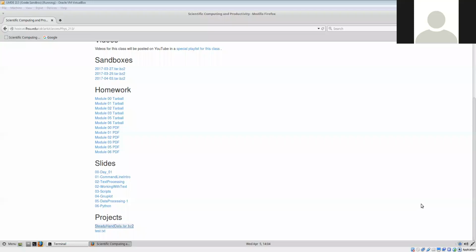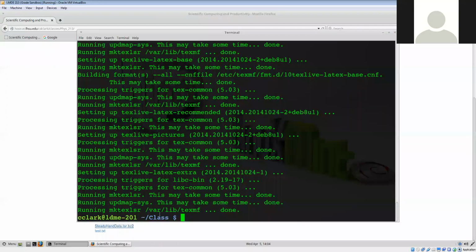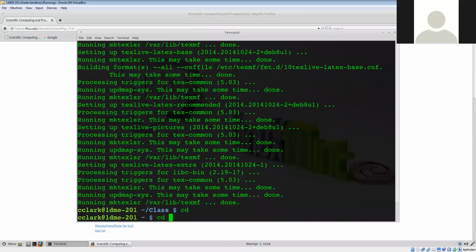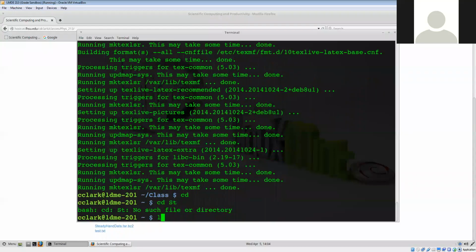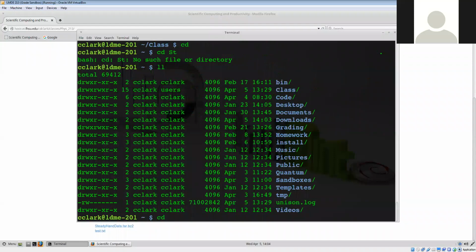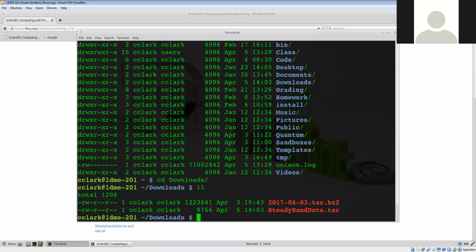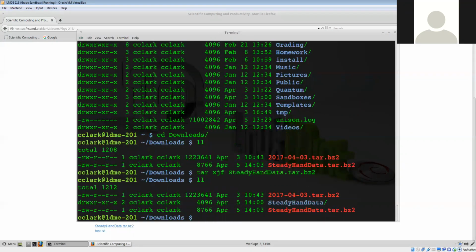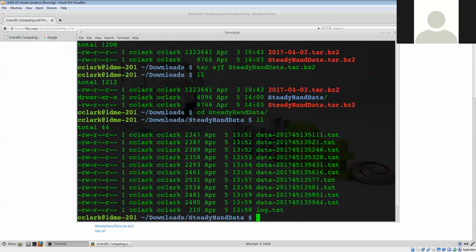All right, we're live. So, got a tarball here, steady hand project. Download that. It contains all the data that we just collected. Let's take a look and see what that data looks like. It's fairly straightforward. So I'm going to go to downloads, steady hand data, tar xjf, steady hand data directory. And there they are.